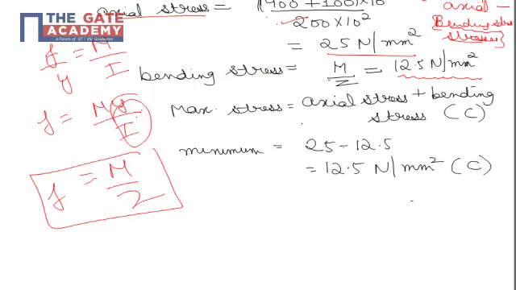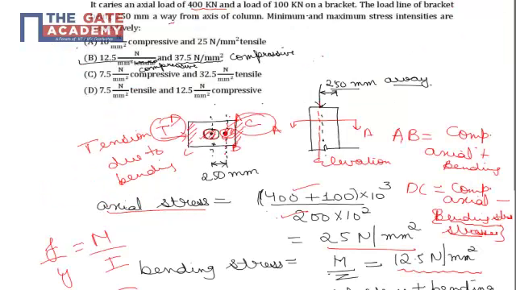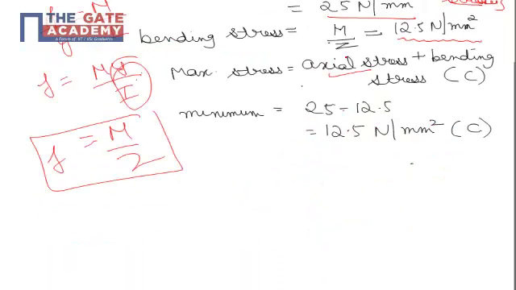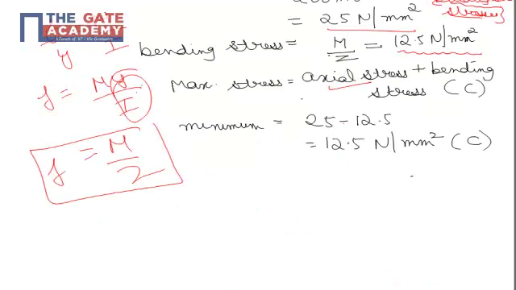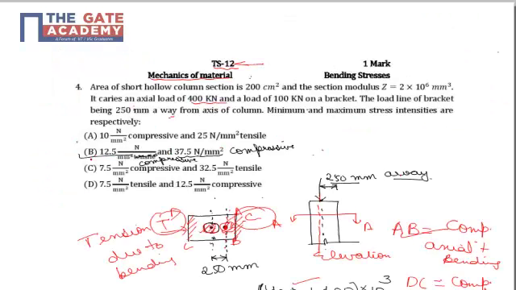So maximum stress will be axial stress plus bending stress, as we talked for face AB, and minimum stress will be axial stress minus bending stress, as we talked for face CD. So it comes out as 37.5 Newton per mm square as maximum stress and 12.5 Newton per mm square as minimum stress, both being compressive. The magnitudes are given by option B, hence B is the correct choice for question 4. Thank you.